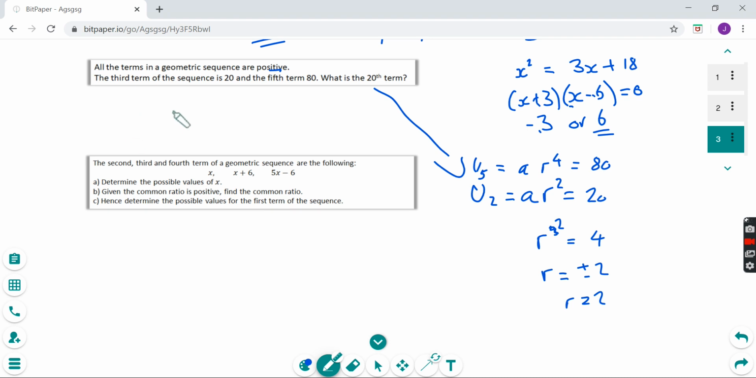Okay, so the third term is 20. So what's the first term? Well, it's going to be 5, isn't it? And you can work out the rest from that information. Okay, you know what r is, 2, and n is going to be 20.